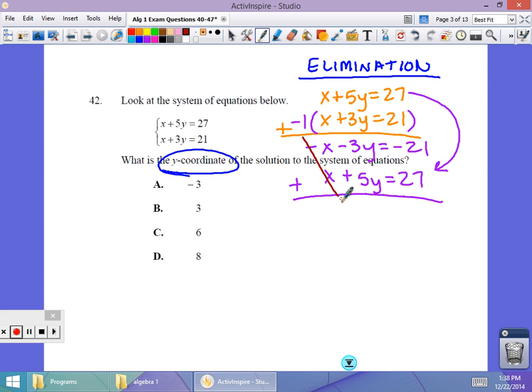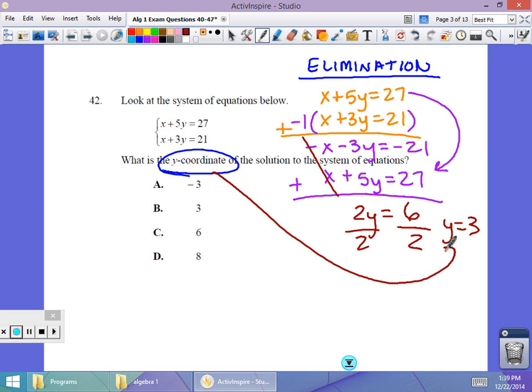My x's will cancel. Negative 3y plus 5y is 2y. Negative 21 plus 27 is 6. I'll divide by 2, and you should get y equals 3. Y is the y-coordinate, so I don't need to go any further. I know that my answer here is B, 3.